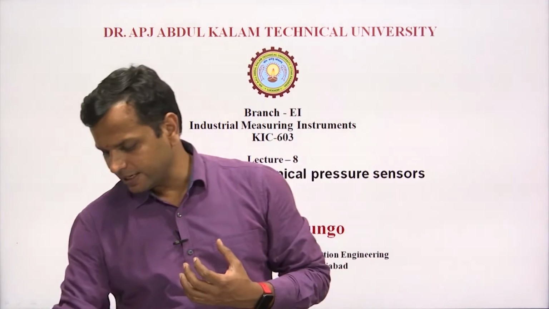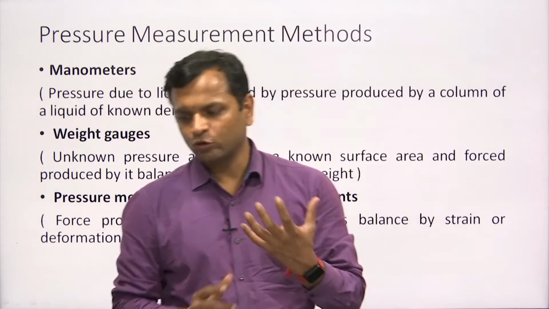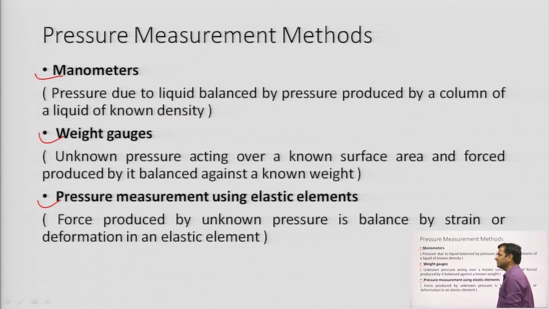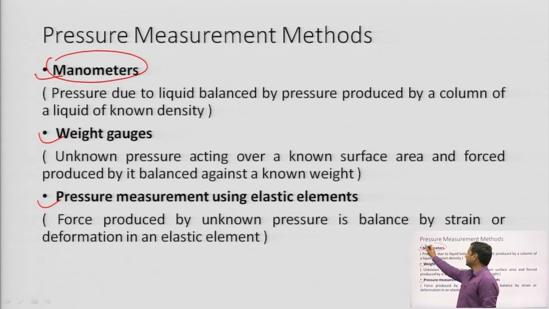So, we will continue from the last lecture, in which I told you about the various pressure measurement methods. First we are reading about manometers, then the Weld gauges, and pressure measurement using elastic elements. In the last lecture, we continued with manometers, and we saw one type of manometer called the U-tube manometer.